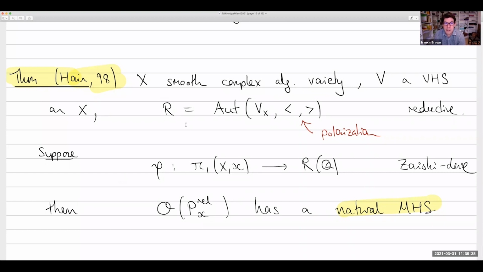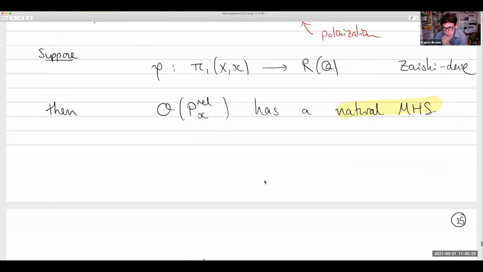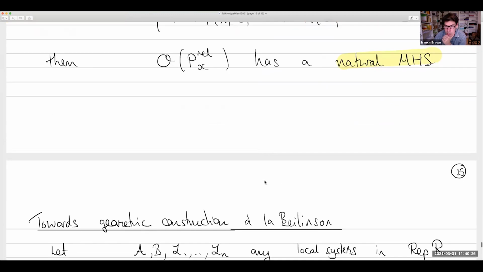Okay, so in 1998, Dick showed the following theorem: if you start off with a smooth complex algebraic variety X and V, a polarized variation of Hodge structure on X, you define R to be the automorphisms of a fiber of this variation at a point x with respect to the polarization. That's a reductive group. You might need to assume, but this is not a very stringent requirement at all, that the representation of the fundamental group in the Q points of this reductive group should be Zariski dense. And under those assumptions, the affine ring of relative completion will have a natural mixed Hodge structure. So that's the generalization of the theorem in the unipotent case, the relative case.